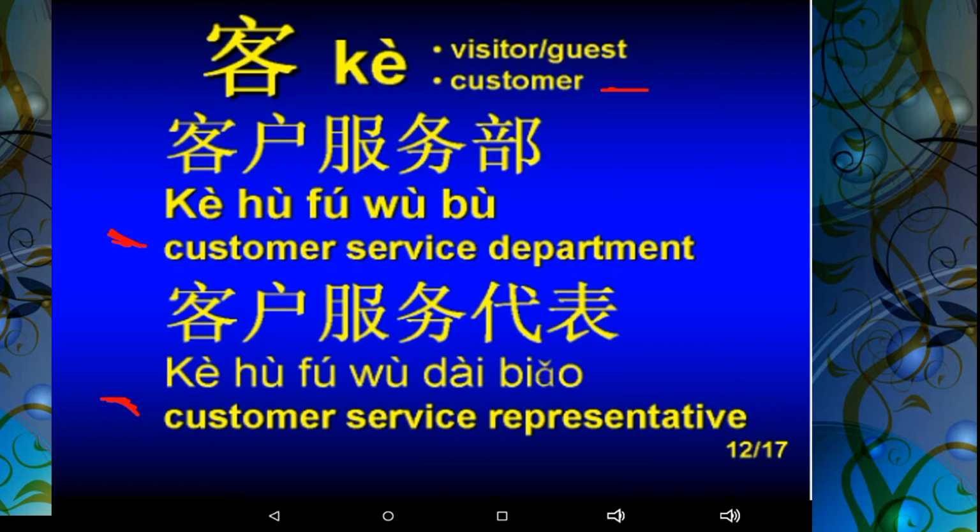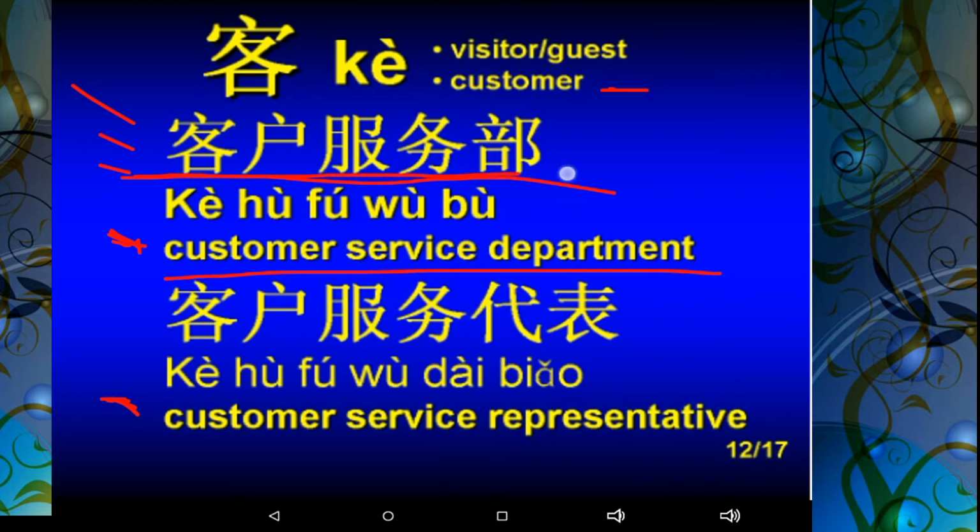So let's look at this particular sign of the customer service department, and let's pronounce it. Okay, ready? Kehu fu bu. Kehu fu bu. Once again, Kehu fu bu. Our next sign, our next title that we'll be looking at, is the customer service representative.